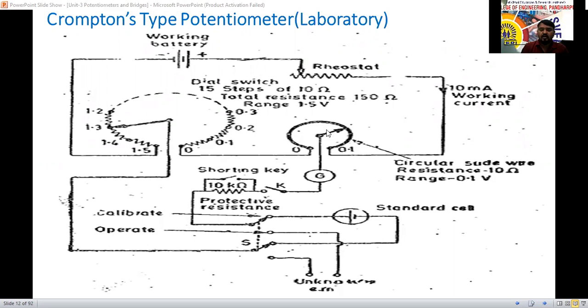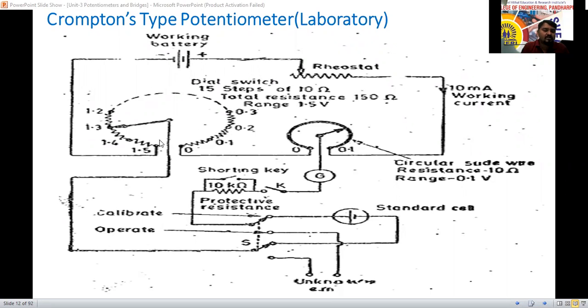It has 200 studs here now. The 0 to 0.1 volts, but each point we are going to vary for 10 ohm. The total resistance of this is 10 ohm. The range of this one is 0 to 0.1. This is the sliding wire. It has a dial switch. This is the dial switch we are going to consider here. By varying this dial switch, we can vary the resistance here now. Each step has 10 ohm here. Now total 15 steps are there.